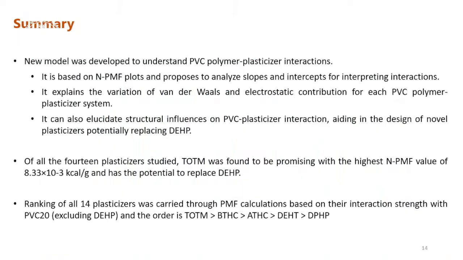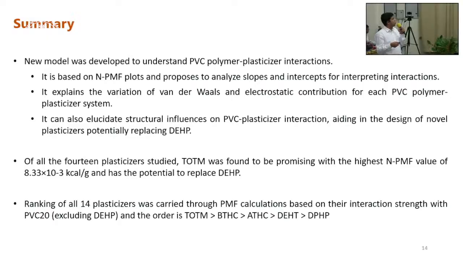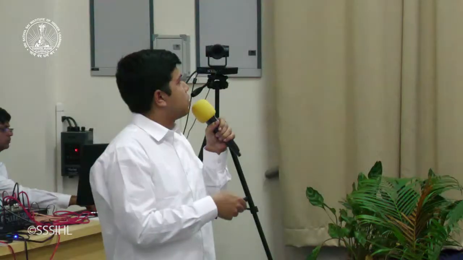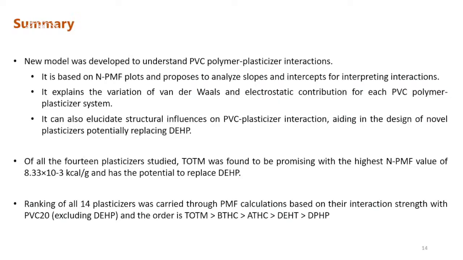From this study, like initial studies, we were able to develop a model where we can analyze the type of interaction between the polymer and plasticizers, and we are trying to extrapolate to other possible sets of polymers. Till now, what I did was only the PVC polymer, and we found that TOTM had the strongest interaction with the polymer chain. Our results were also supported by some experimental results from the literature. When we rank the plasticizers, TOTM and BTHC, we are using these selected plasticizers for my further studies using atomistic MD simulations and coarse-grain simulations. Okay, that's all. Thank you.